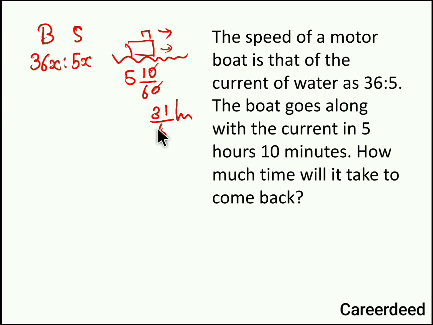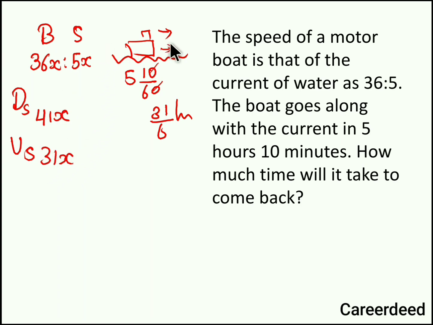Now we have to find in how many hours the same boat will cover the distance in upstream. So you have to find the time taken by the boat to cover the same distance in upstream. Now we know boat speed is 36 parts and stream speed is 5 parts. So 36 plus 5 is nothing but the speed of the boat in downstream. See, boat speed plus stream speed is nothing but speed of the boat in downstream, right? So 36 plus 5 is 41 parts. So 41 parts is the speed of the boat in downstream. Similarly, speed of the boat in upstream is 36 minus 5, which is 31 parts.